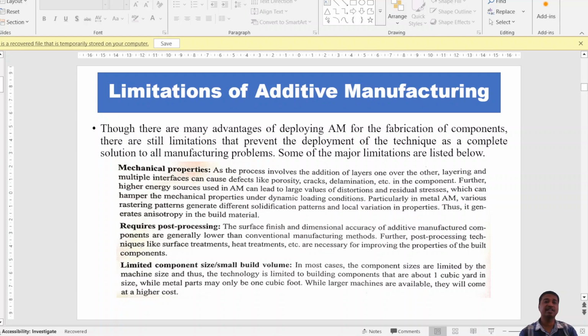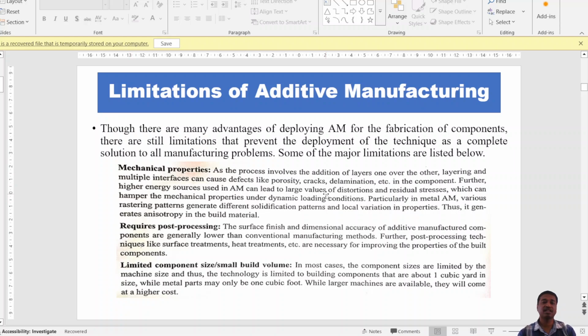Next one is limitations of additive manufacturing. Though there are many advantages of deploying additive manufacturing for the fabrication of components, there are still limitations that prevent the deployment of the technique as a complete solution to all manufacturing problems. Some of the major limitations are, first, mechanical properties.